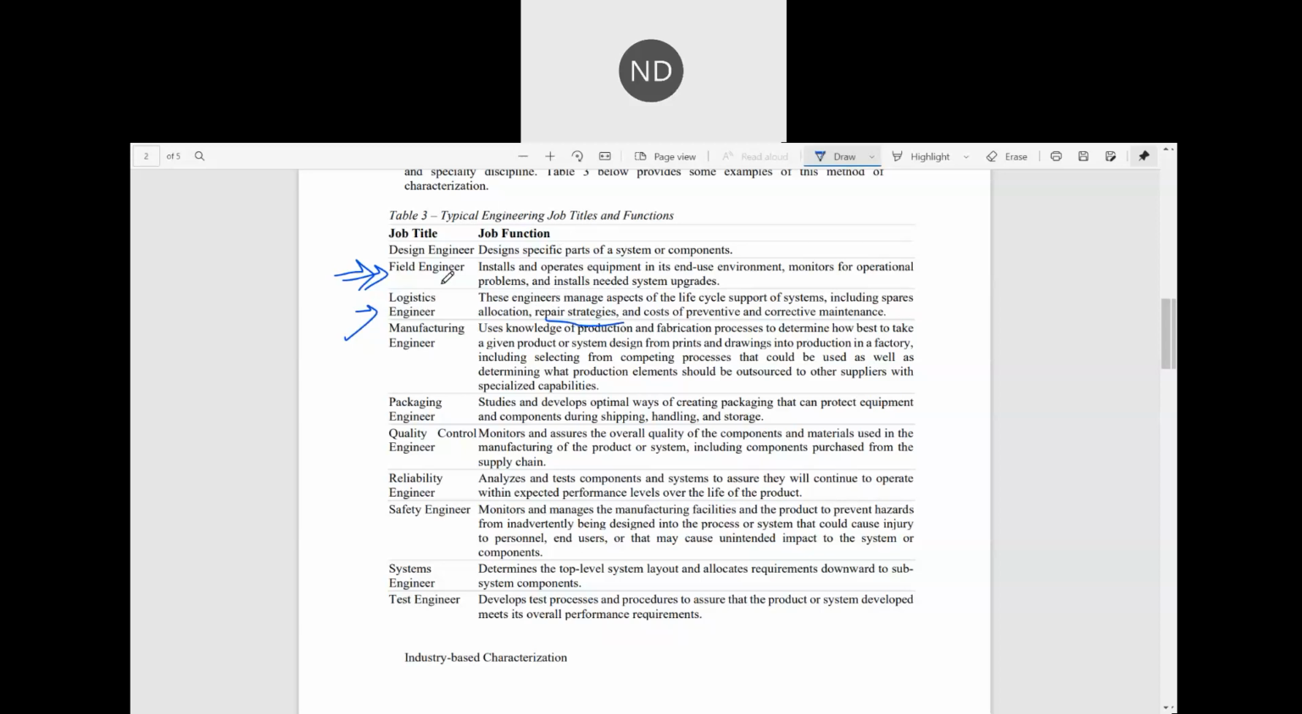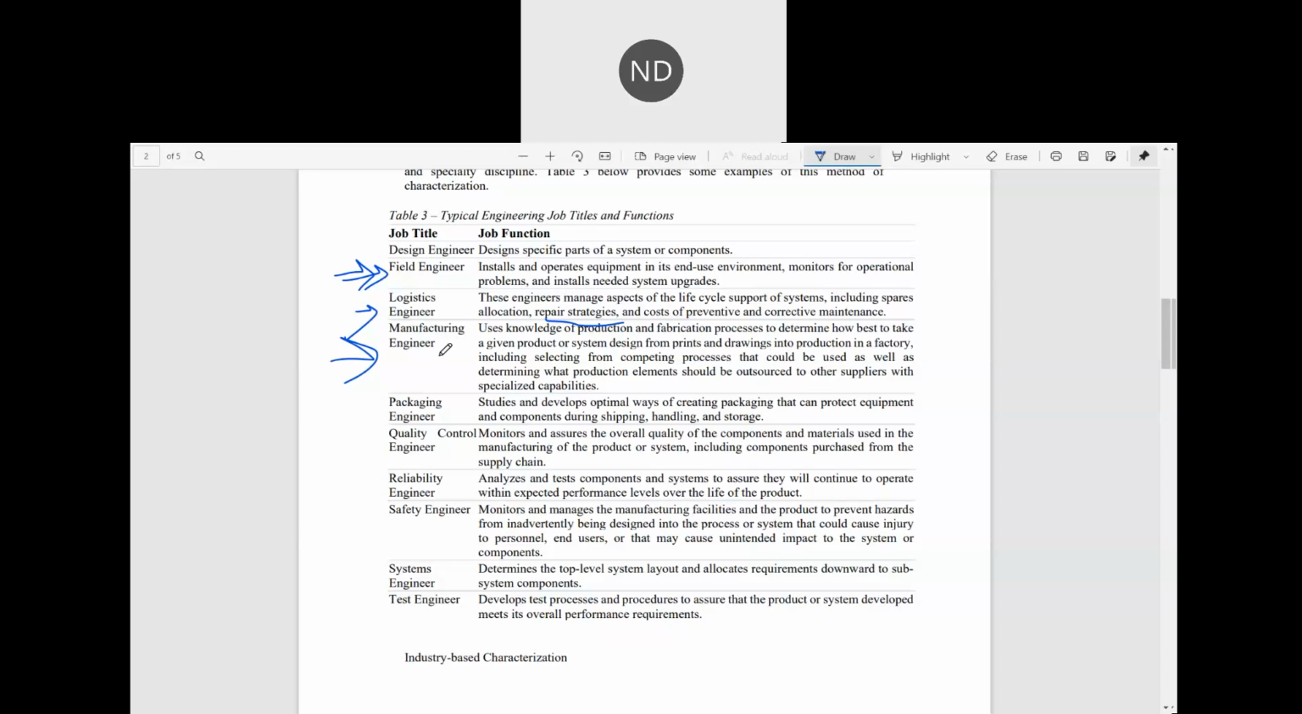Next is your manufacturing engineer. What does your manufacturing engineer do? They will use knowledge of production and fabrication processes to determine how best to take a given product or system design from prints and drawings into production in the factory, including selection from competing processes that could be used, and determine what production elements should be outsourced to suppliers with specialized capabilities. So what is the duty of your manufacturing engineer? What is he going to do?